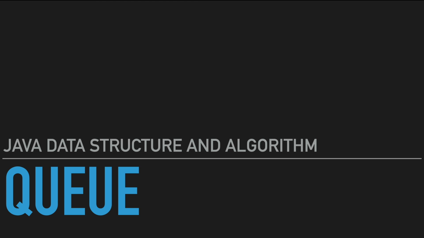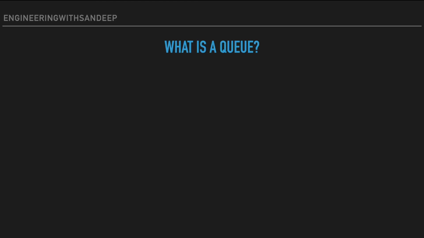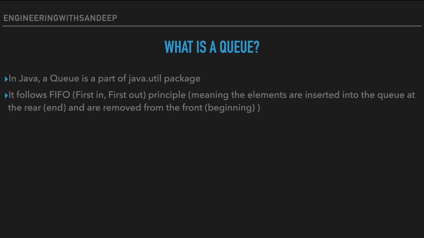In this video we'll be learning about queue data structure. So what is a queue data structure? In Java, a queue is a part of java.util package. The queue data structure follows first in first out principle.